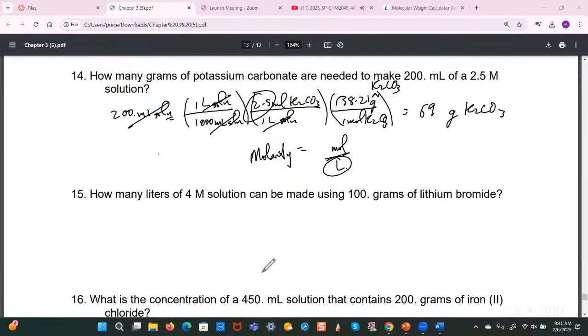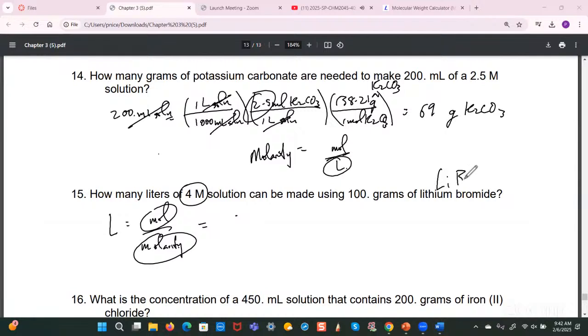So how would you go about solving this problem? Liters would be equal to moles divided by molarity, right? So we have the molarity already, which is the 4M. How do we find the moles? Divide the 100 grams by the molar mass, the atomic masses of everything added up. So you need to know what the formula of lithium bromide is. What's the formula of lithium bromide?